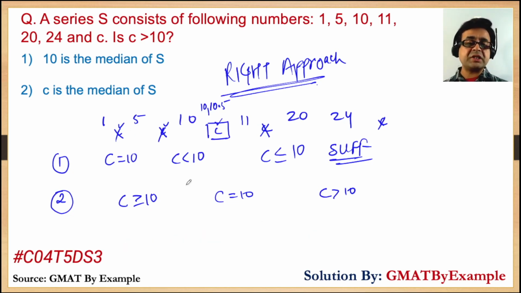For C equal to 10, we get the answer to the asked question, is C greater than 10, as no, C is equal to 10. And for C greater than 10, we get the answer as yes, C is greater than 10. So sometimes we are getting a no, sometimes we are getting a yes, which means we are not getting a unique yes or no to the asked question. Hence, statement number 2 is insufficient to answer this question. So the answer to this question is A.